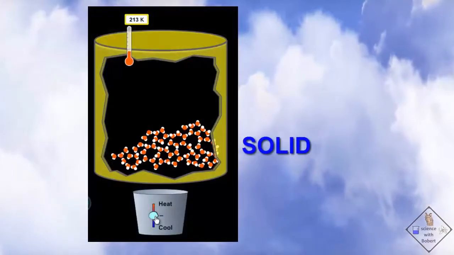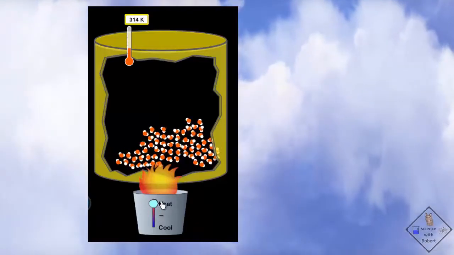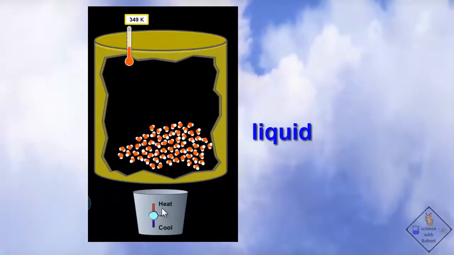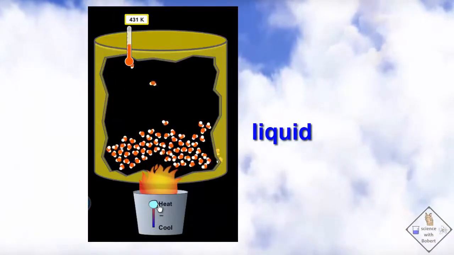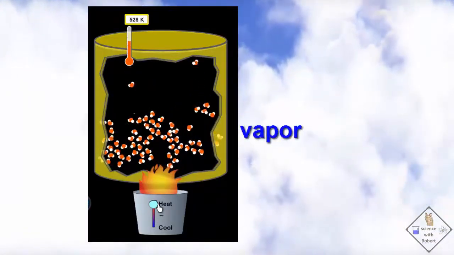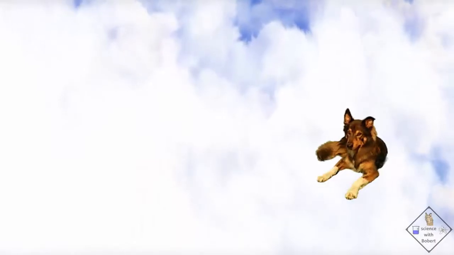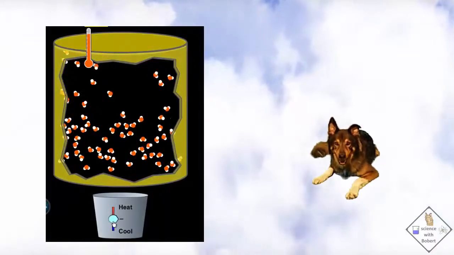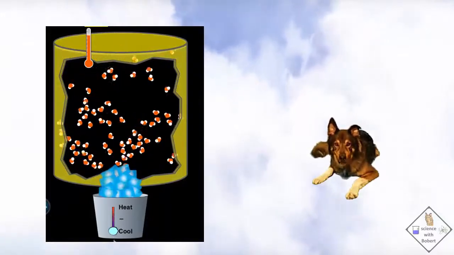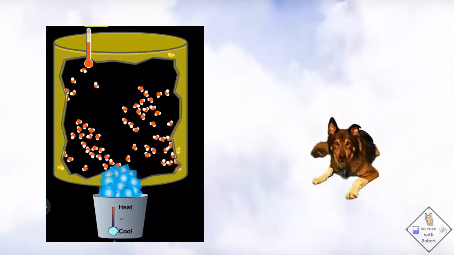So if we start with a solid and slowly add heat to it, the solid will turn from a solid to a liquid to a vapor. However, cloud formation is the other way around. Water vapor molecules lose thermal energy. They slow down and condense to form microscopic water droplets.